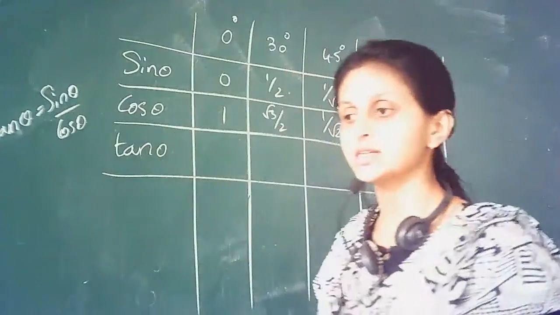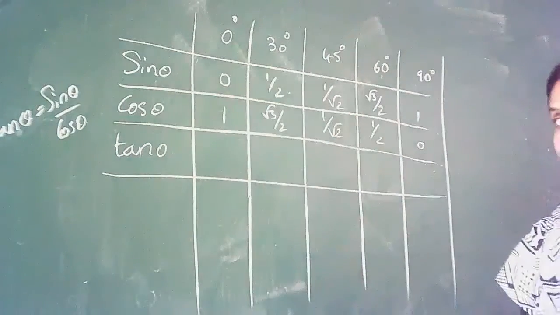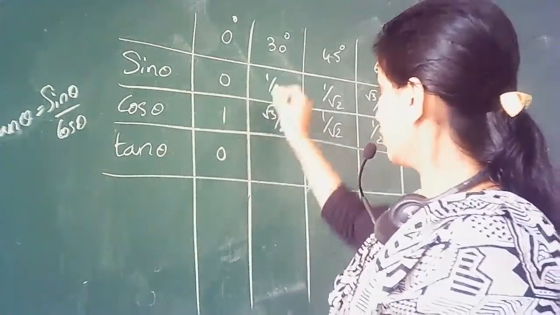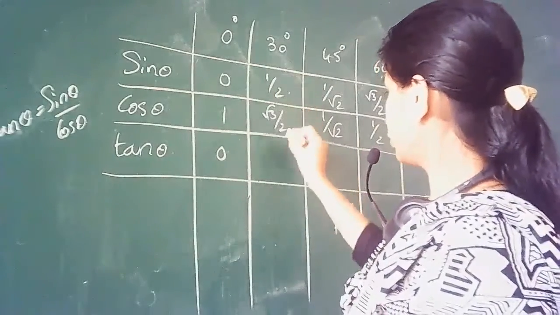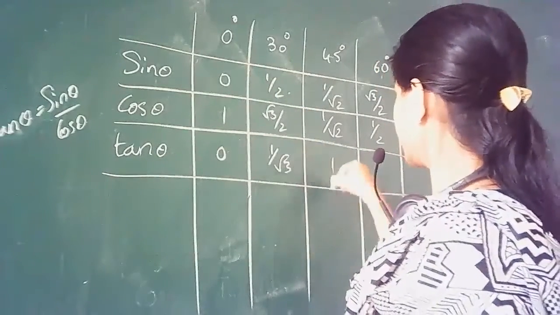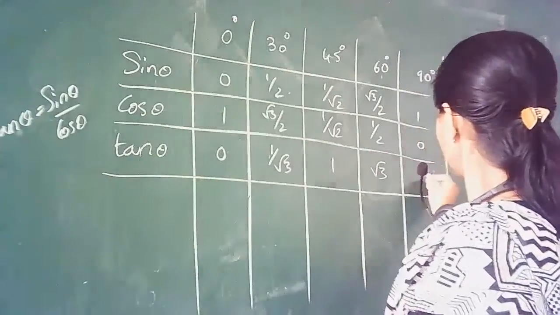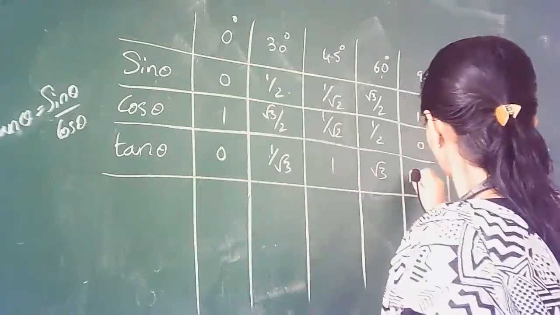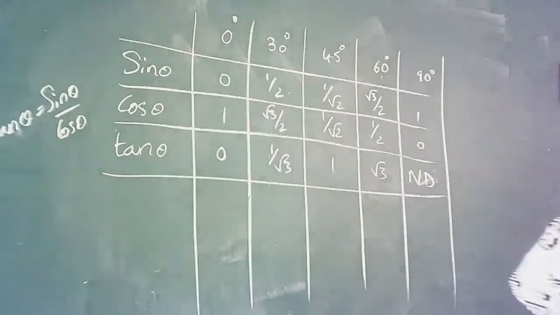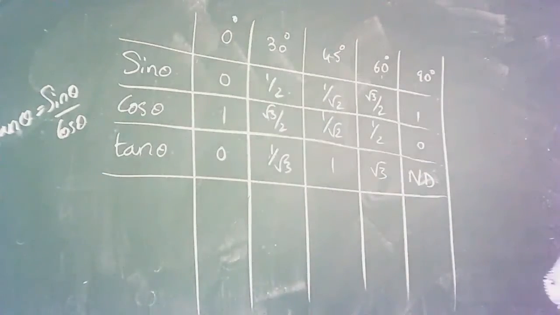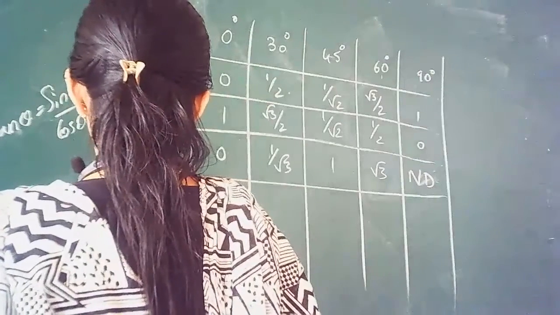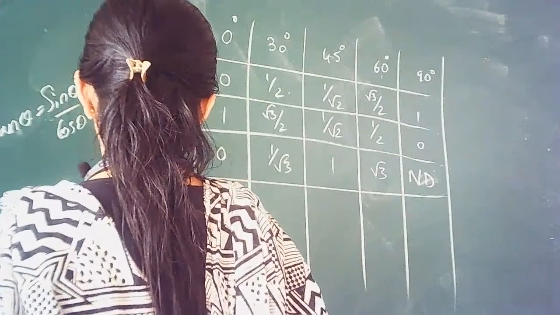We all know this. Tan theta is nothing but sin theta by cos theta. So tan theta: 0 by 1 is 0, 1 by 2 divided by root 3 by 2 is 1 by root 3, this is 1, this is root 3, and this is infinity. In fact, it is not defined. See, students, we also have the remaining trigonometric ratios: cosec theta, sec theta, and cot theta.